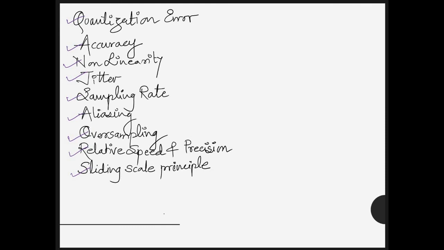The audience here might be familiar with the working principles, the types and the important parameters of the ADCs from earlier, but still one should emphasize the listed parameters over here while studying analog to digital converters. The first one is the quantization error, next the accuracy, the non-linearity, the jitter, the sampling rate, how to avoid aliasing, then oversampling, the relative speed and the precision of the ADC, and finally the sliding scale principle.